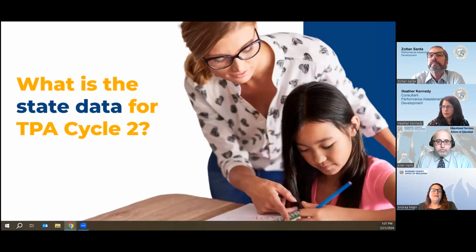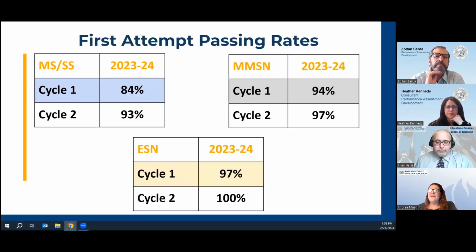So we're going to look first. I asked Heather to send to us the state data that has just come out, and to do a quick overview of what we see right now. This is the first attempt passing rate on our last ones that just came out. Cycle 1, 23-24, we had an 84% pass rate for the multiple subject, single subject. Cycle 2 had 93%. Those are great numbers.